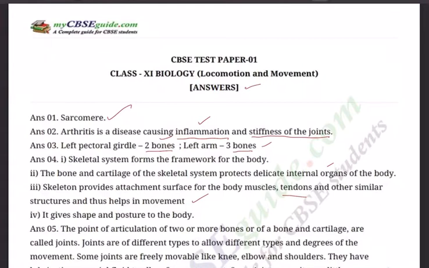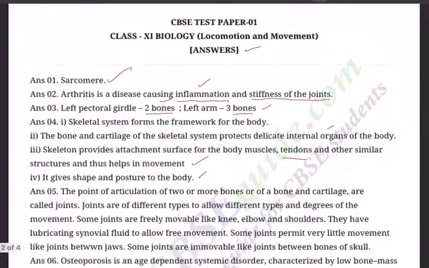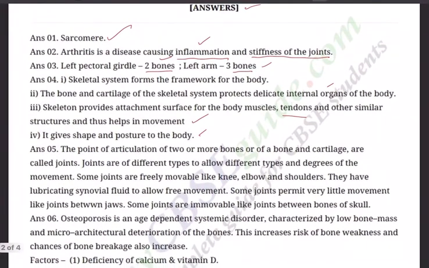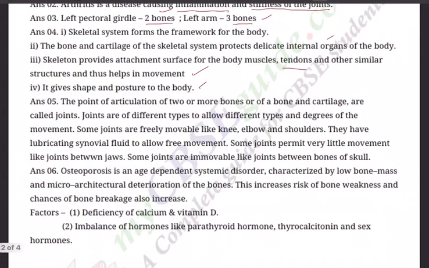And most important is tendons. There are 2 things in our body, ligaments and tendons. Ligaments, of course, as you may recollect, are the bone to bone attachment, whereas a tendon is bone to muscle. So if there is any muscle tear and tendon is damaged, the muscle cannot attach to the bone. So movements will be very, very difficult. And fourth, it gives shape and posture to the body. Without the skeletal system, we will become shapeless and no posture will be there.